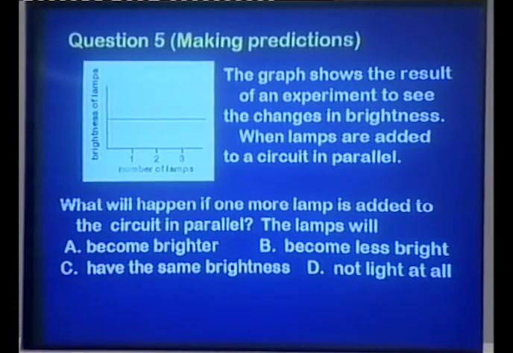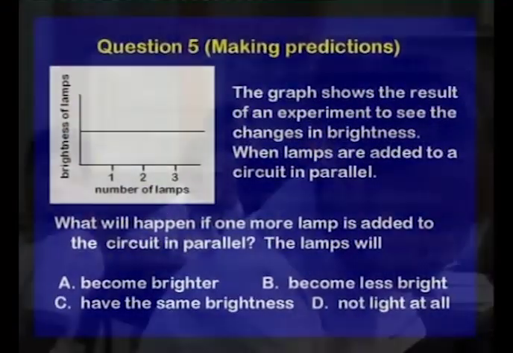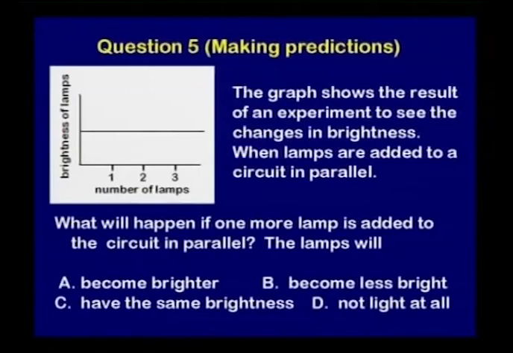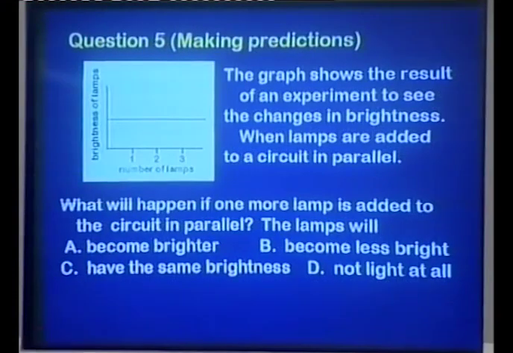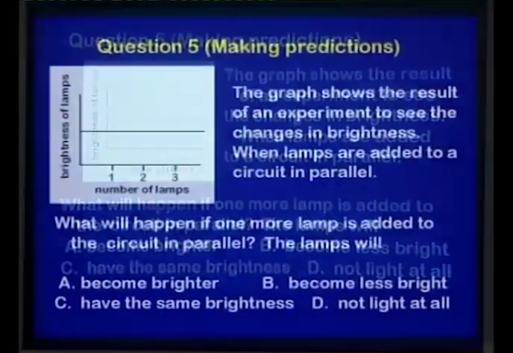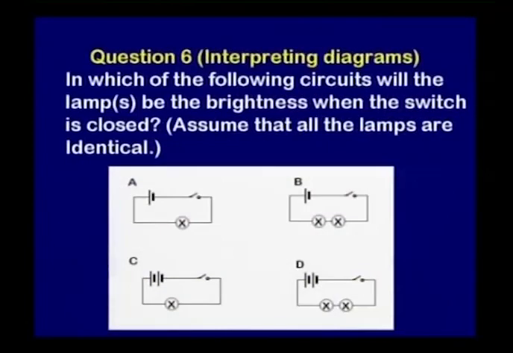All right, the correct answer, anyone? Okay, Violet? All right, the answer is C. You agree? Okay, if you refer to the graph, you will see the brightness of lamps. Even with 1, 2, or 3 lamps, the brightness is still the same. So if you add another one, according to the graph, we will have this answer, have the same brightness. Your answer should be C. The last question.